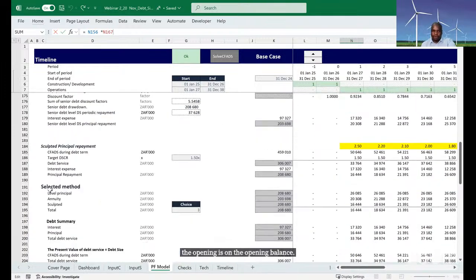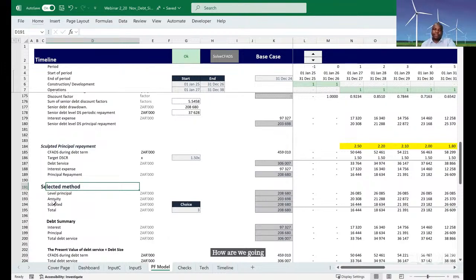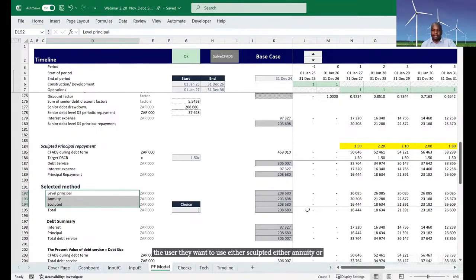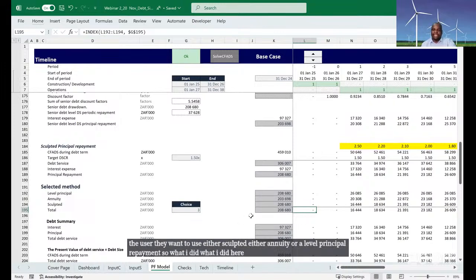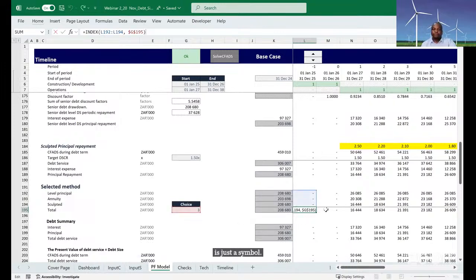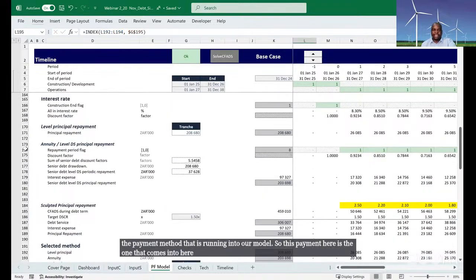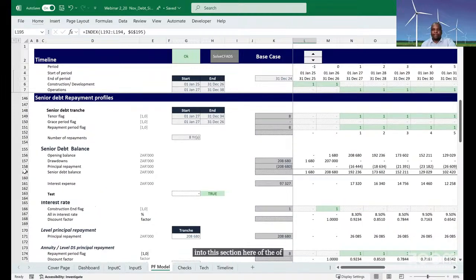Now we come to say, okay, in our model, how are we going to structure it in such a way that the user may want to use either sculpted, annuity or level principal repayment? So what I did here is just a simple index. I'm just indexing the payment method that is running into our model. So this payment here is the one that comes into this section of this particular model.